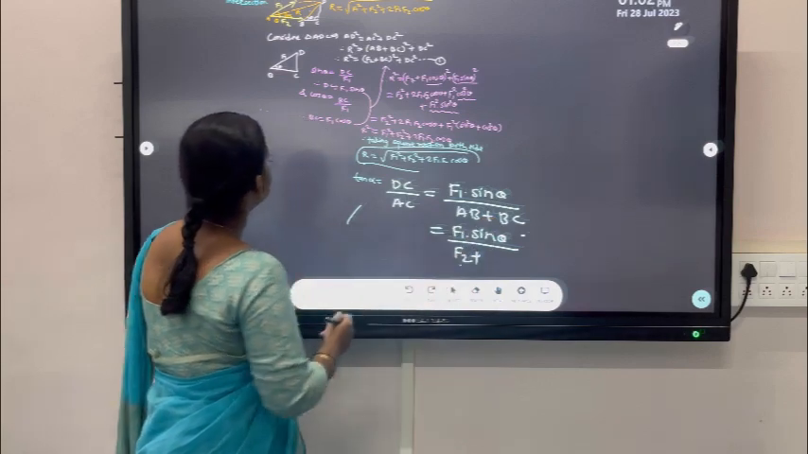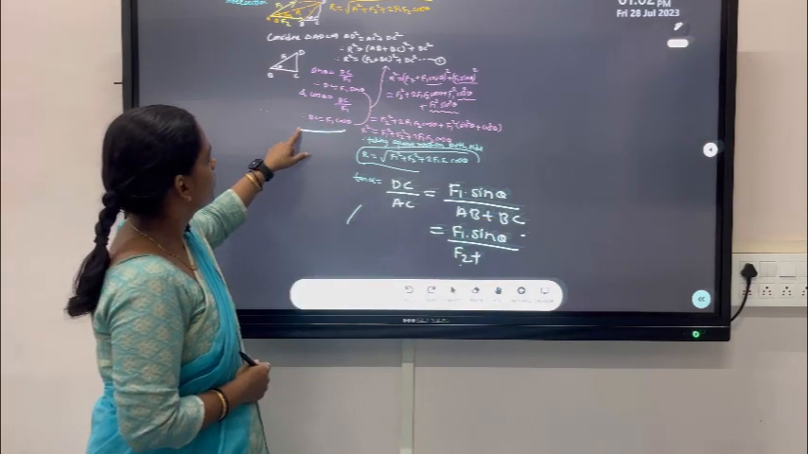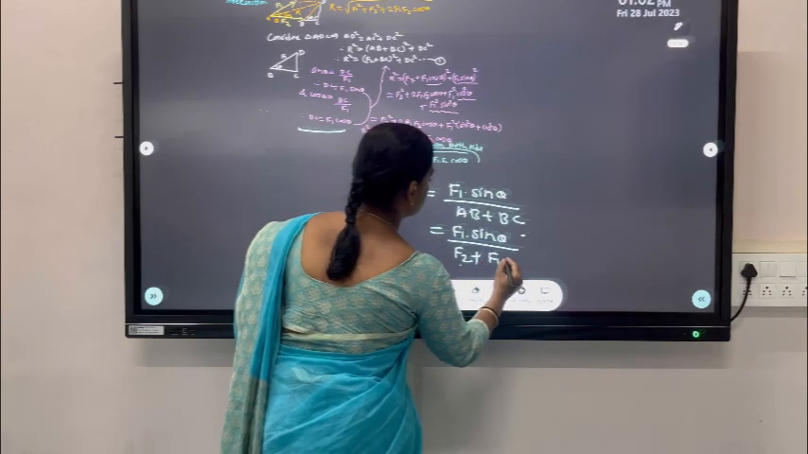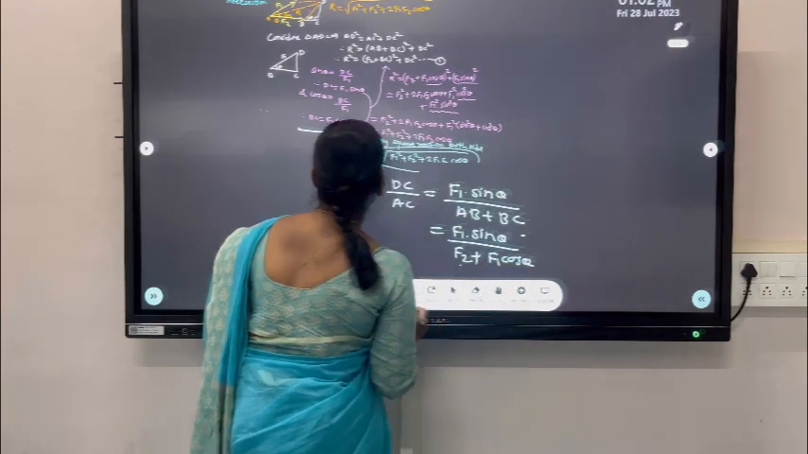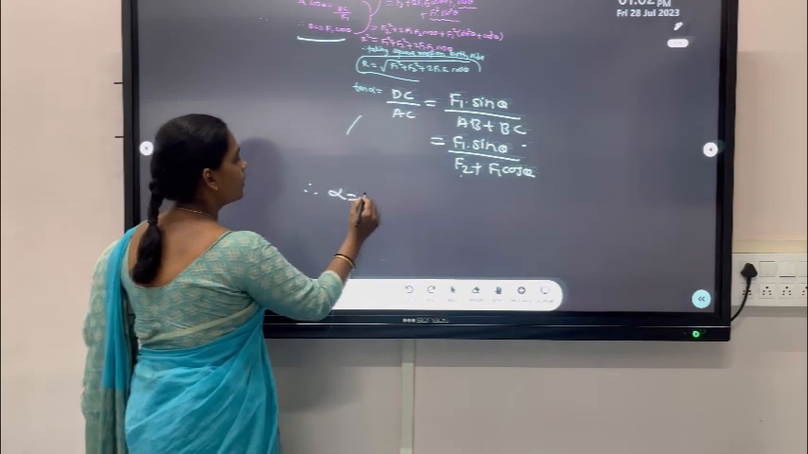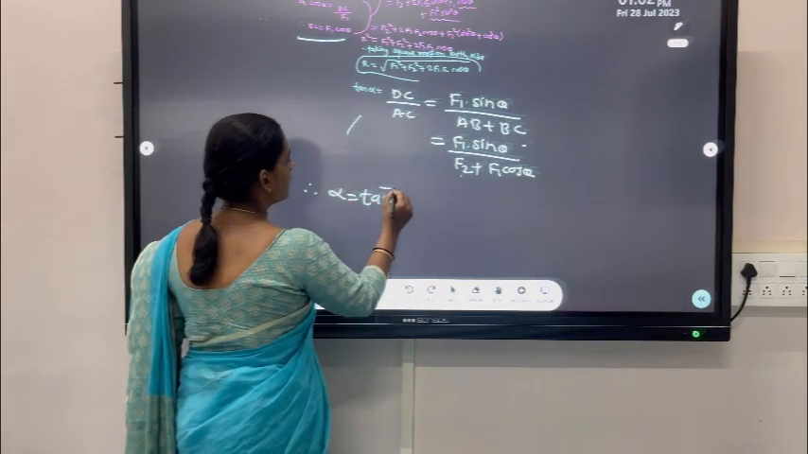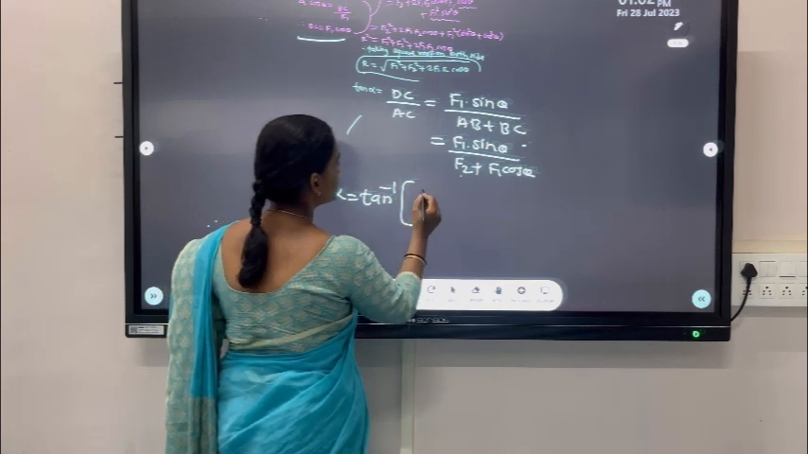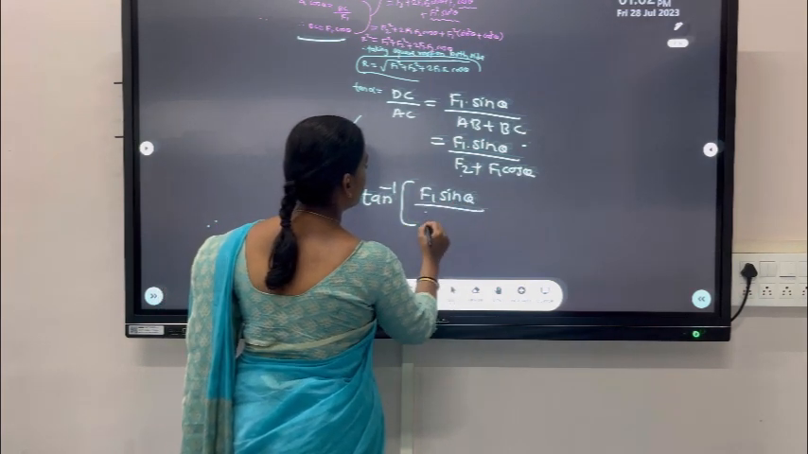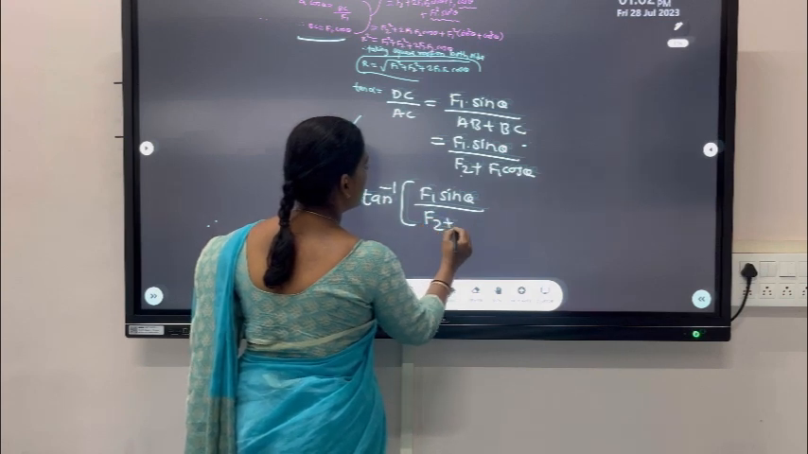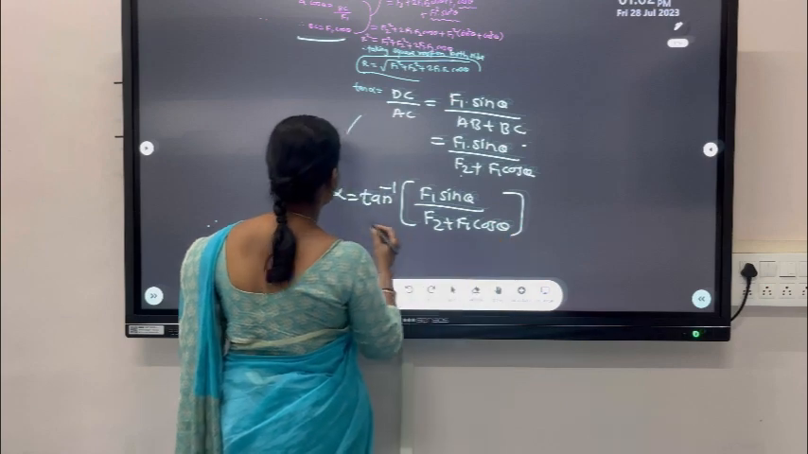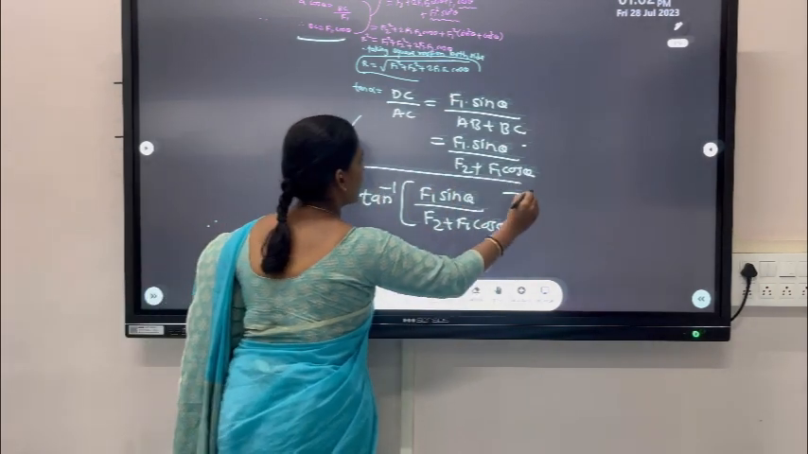plus, instead of BC, I have the value here, F1 cos of theta. Therefore, alpha is equal to, take the tan inverse of F1 sin of theta divided by F2 plus F1 cos of theta. Based on this, we will have numericals.